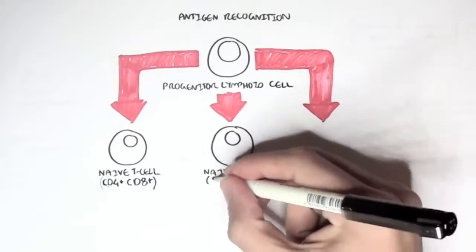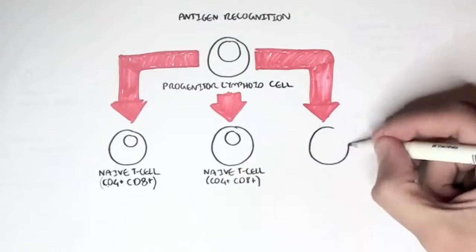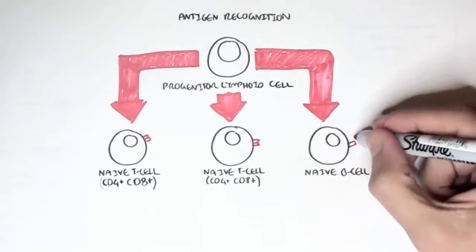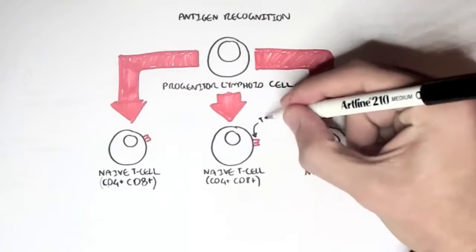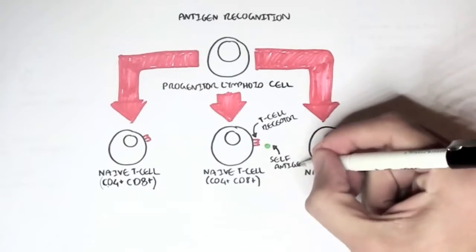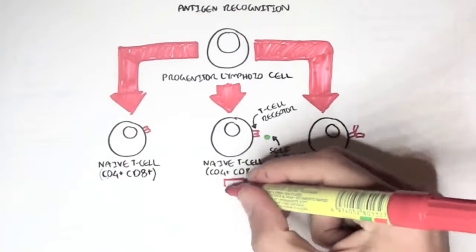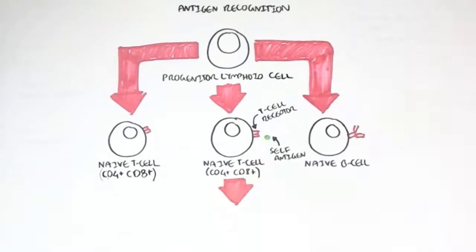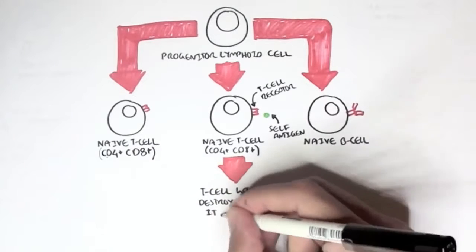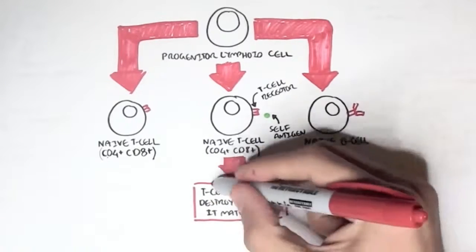These naive T cells have T cell receptors on them that can recognize antigen. If a T cell recognizes a self-antigen, this naive T cell will be destroyed before it matures, because we don't want a T cell to attack our own body, since self-antigen is our own body. Now let's follow this other naive T cell.